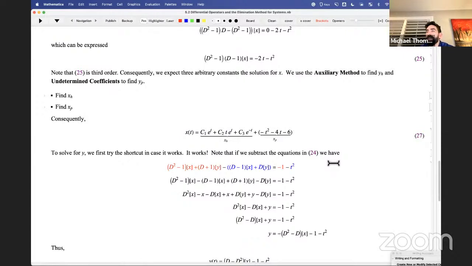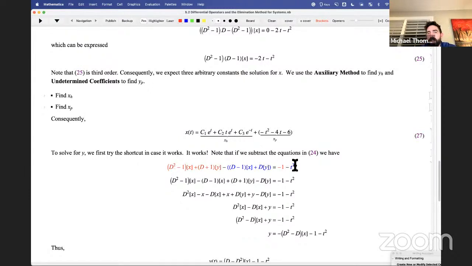All right, so that was a big pain. So I'm really hoping the shortcut works on finding the solution for Y. That would just be mean if it didn't. Luckily, it does work here. So solving for Y, the shortcut works.